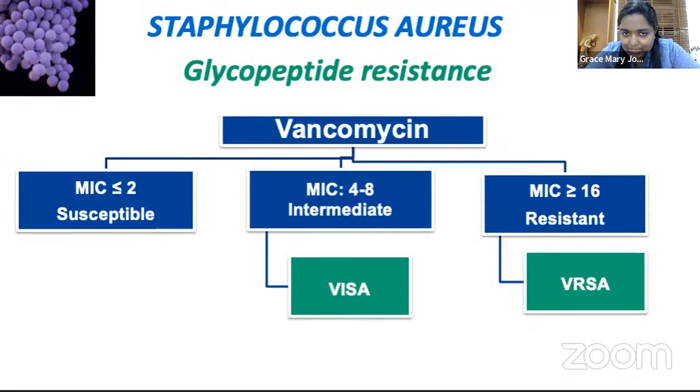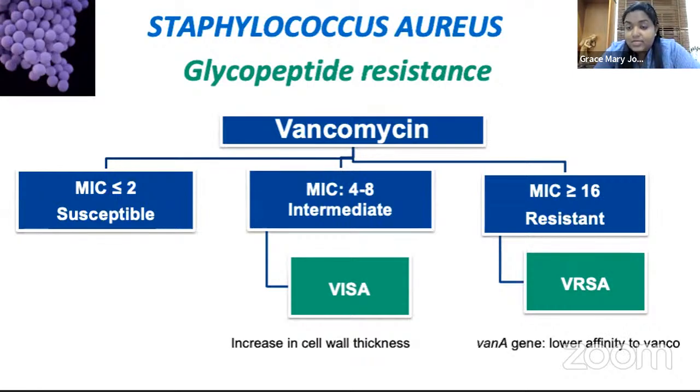Now, this is a concept that you should be very clear about. So there is VISA, there is VRSA. The mechanisms for VISA and VRSA are very different. VISA is usually because the organisms that express this kind of MIC have a thicker cell wall, because your vancomycin and teicoplanin, which are glycopeptides, are cell wall inhibitors, right? Therefore, if the cell wall thickness is increased, it can cause a kind of resistance.